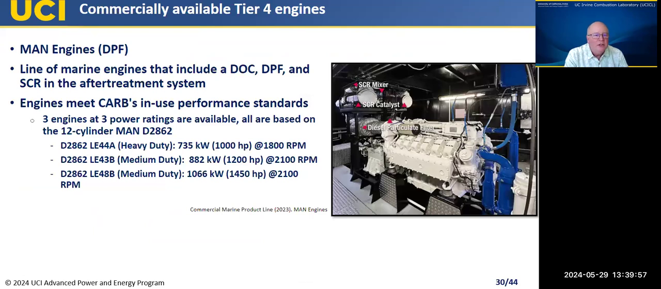These are the MAN engines. So these feature a diesel particulate filter. So we've got the full complement of diesel oxidation filter, DPF, and SCR in the after treatment system. And these engines can meet the in-use performance standards. You can see the different models that are available in the 12 cylinder configuration. So these are medium size, right? Kind of 700 to 1100 kilowatts, but these are commercially available. Next.